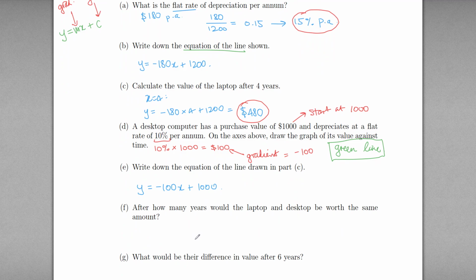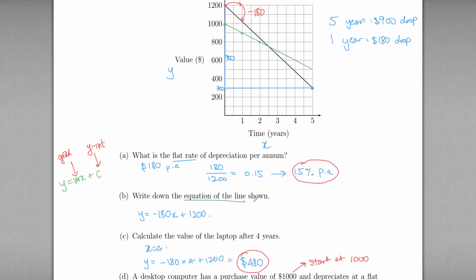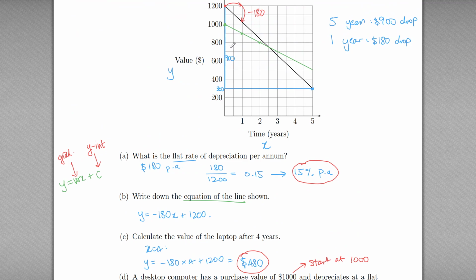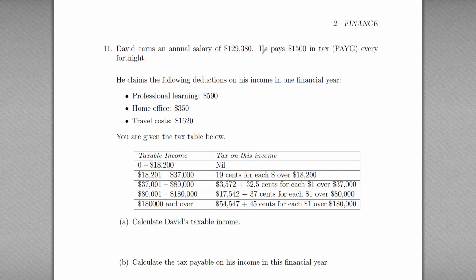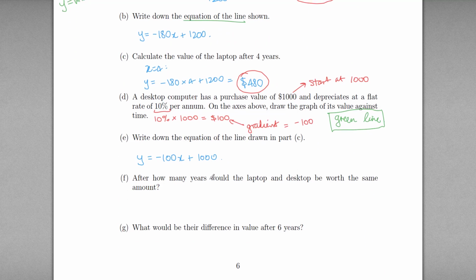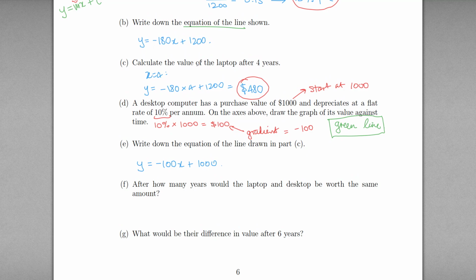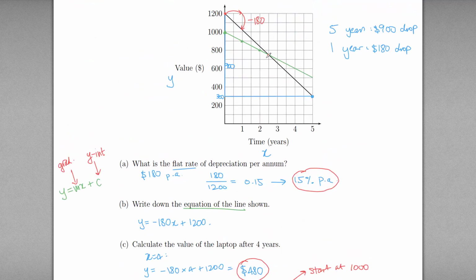After how many years would they be worth the same amount? Same amount means we're looking at where they have equal value. That's the point over here. Now, if I'm brave, I could just eyeball that and try and guess what it is. But another way to think of when they'll have the same value would be to make those two equations equal, because that's where they're meeting.